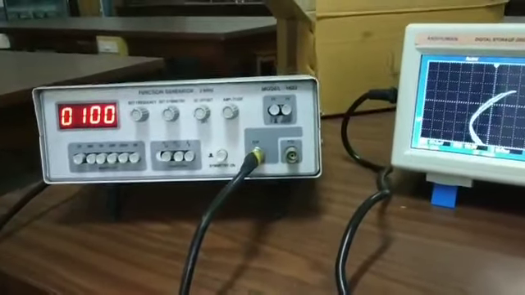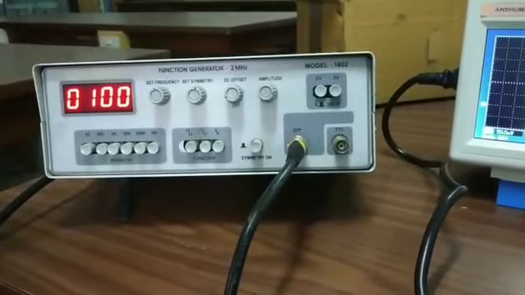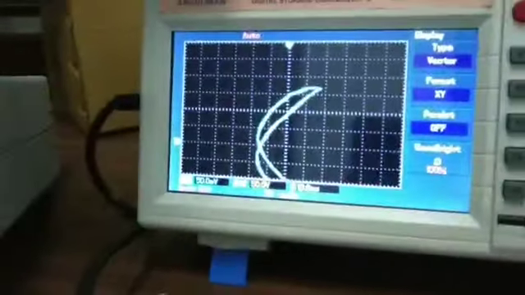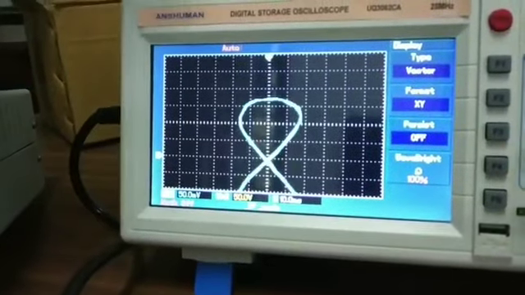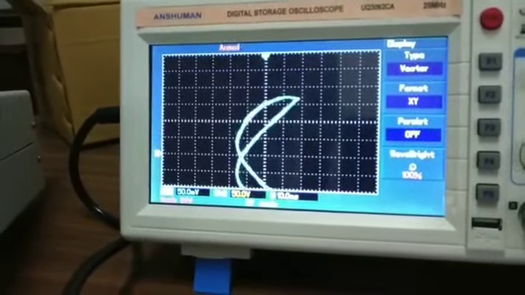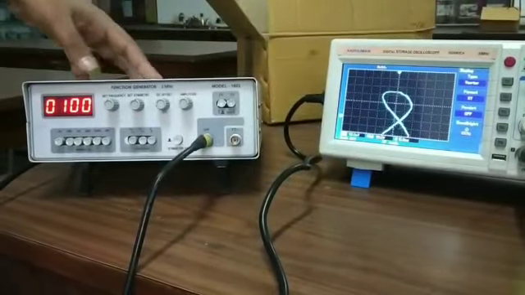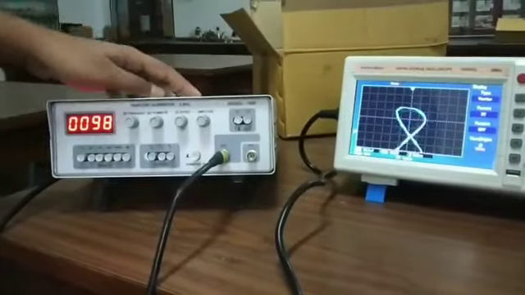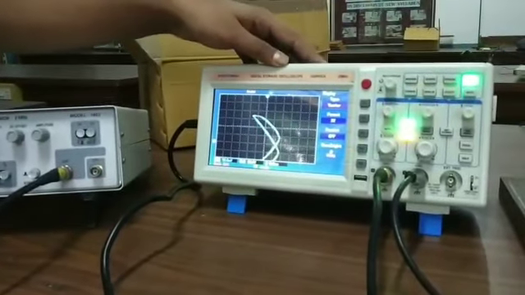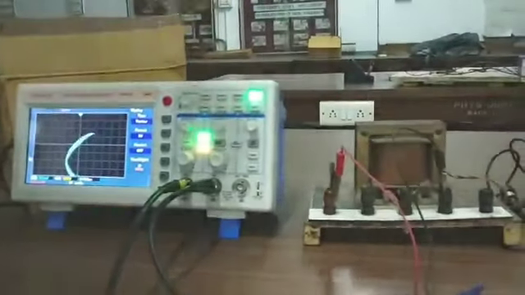So now we have set the frequency to 100 Hertz, and again you can find a very simple Lissajous figure on the CRO. It has 2 loops along the Y-axis and 1 loop along the X-axis. Read and mark the frequency on the AFO and the number of loops along the X and Y axis on the CRO to find the unknown frequency of the AC current.